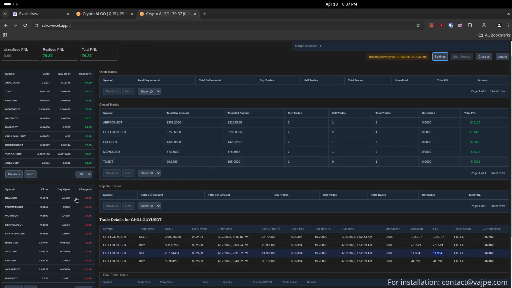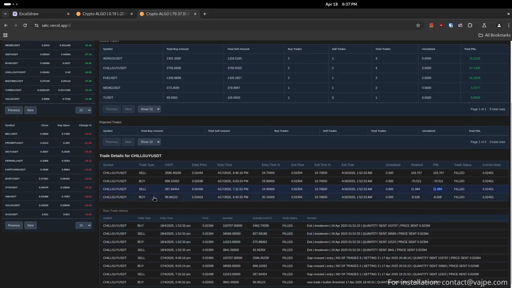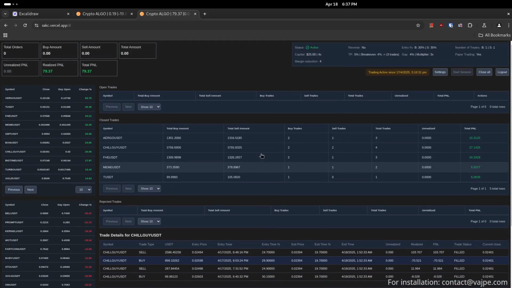Another thing that I want to bring to your attention is that the trading happens in hedge mode. You might be wondering how you can have simultaneous buy and sell positions. Yes, you can have that in Binance hedge mode. So that's where the trading happens.